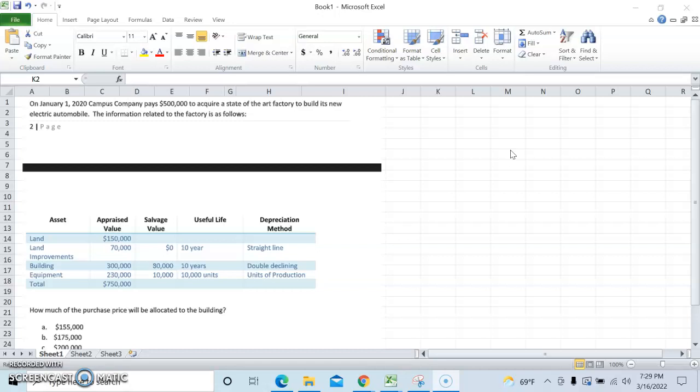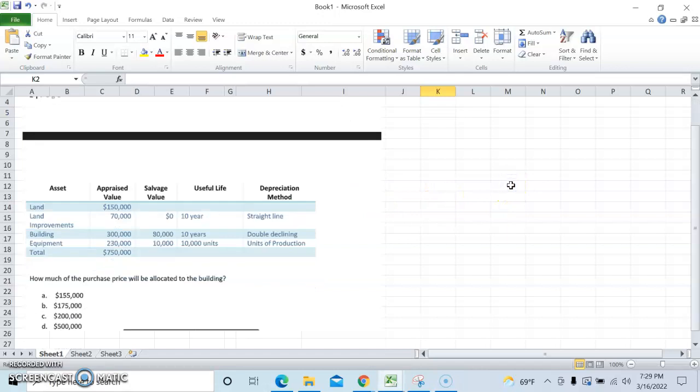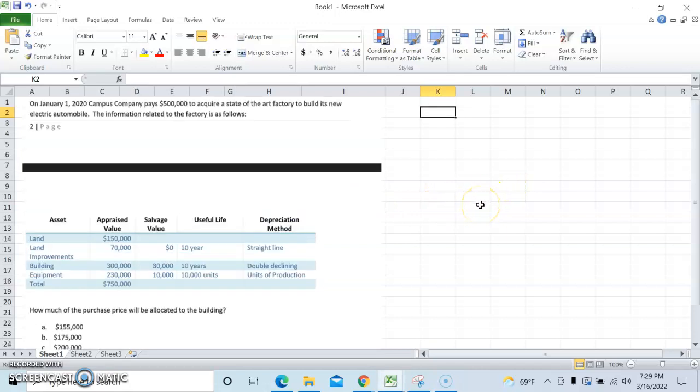So let's get started. On January 1st, 2020, Campus Company pays $500,000 to acquire a state-of-the-art factory to build its new electric automobile. The information related to the factory is as follows. Land appraised value is $150,000. Land improvement, $70,000. Building, $300,000. Equipment, $230,000. And total, $750,000. So we're trying to figure out how much of the purchase price would be allocated to the building.